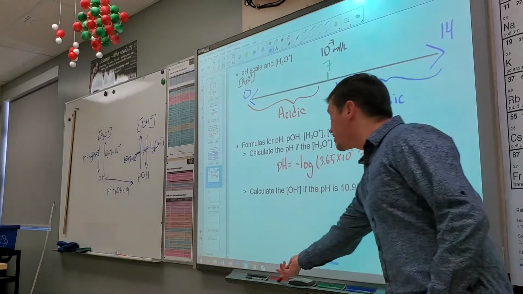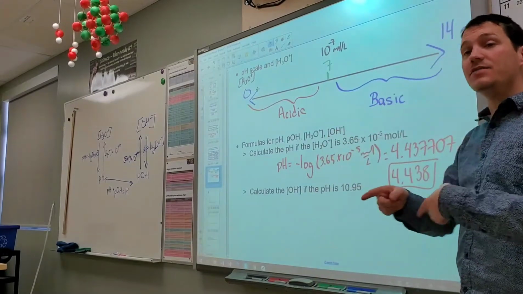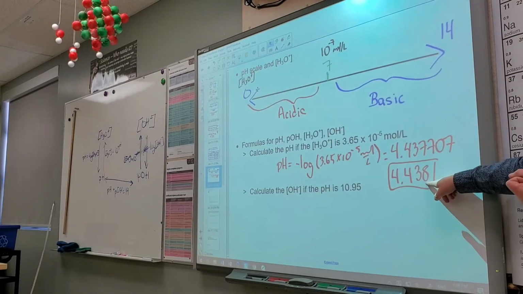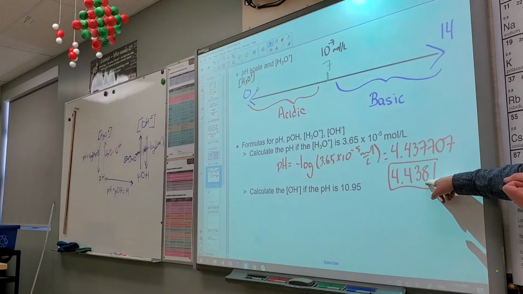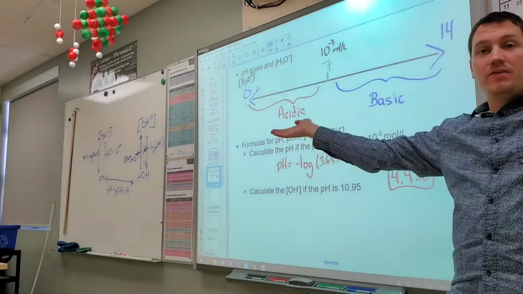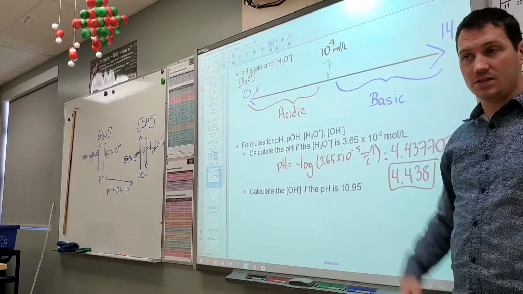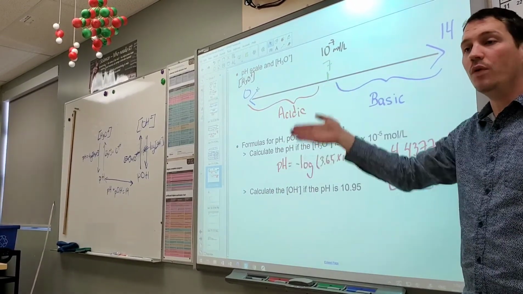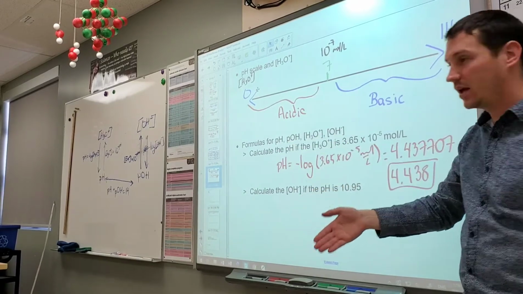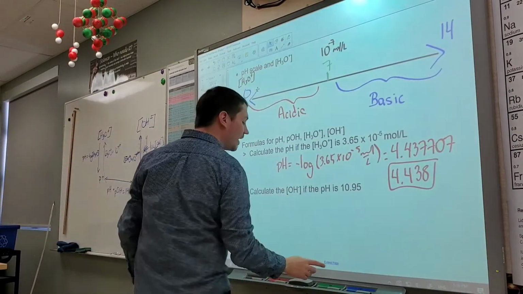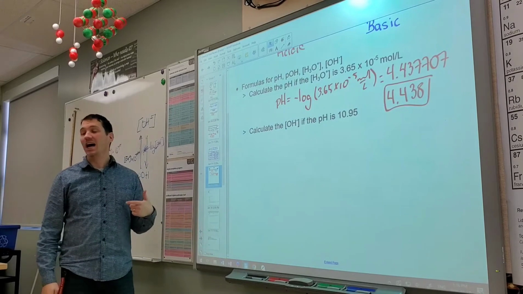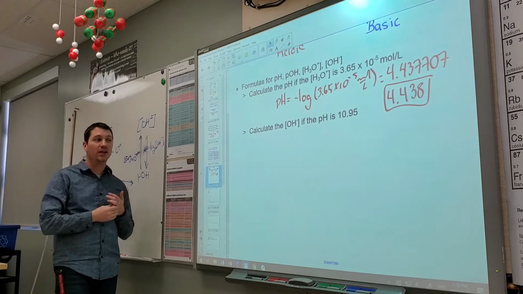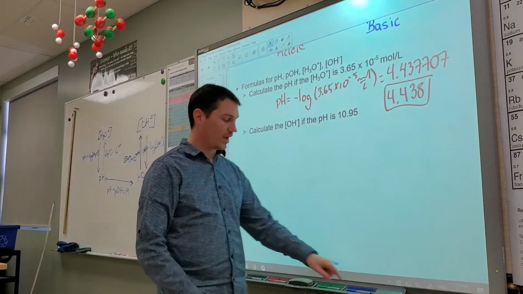If it gives you a pH like this, this is 3 significant digits, right? So now we're going back to a regular everyday number, so let's put 3 significant digits in our regular everyday number. pH and pOH is the only weird thing. Okay? So we're going to try that again, except this time we're trying to get the hydroxide concentration if the pH is 10.95.